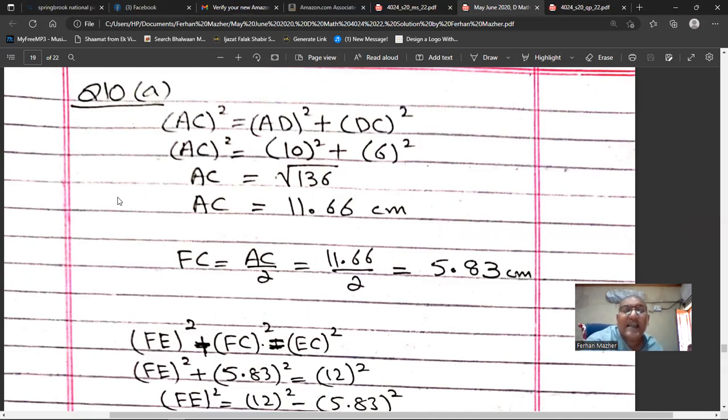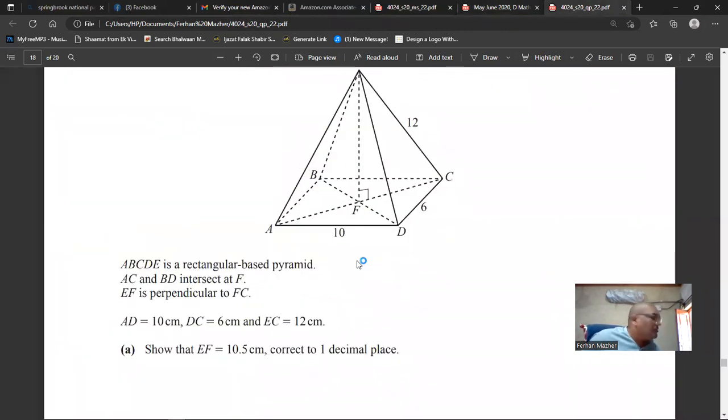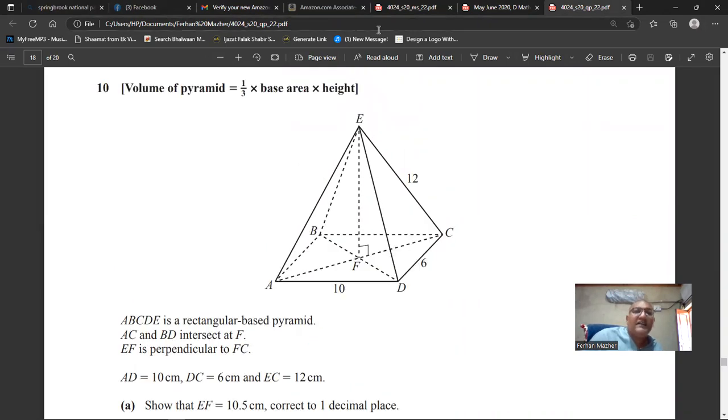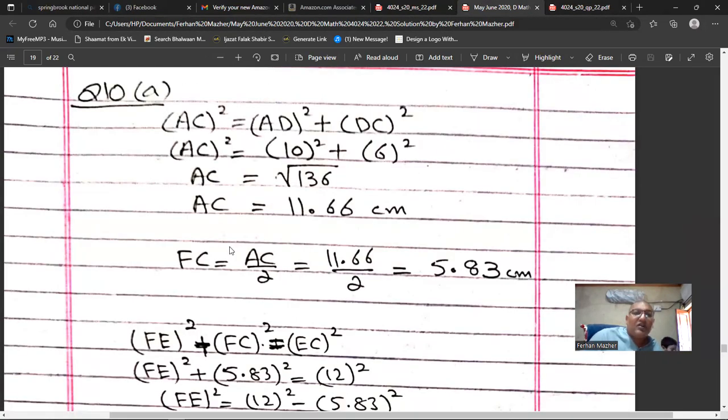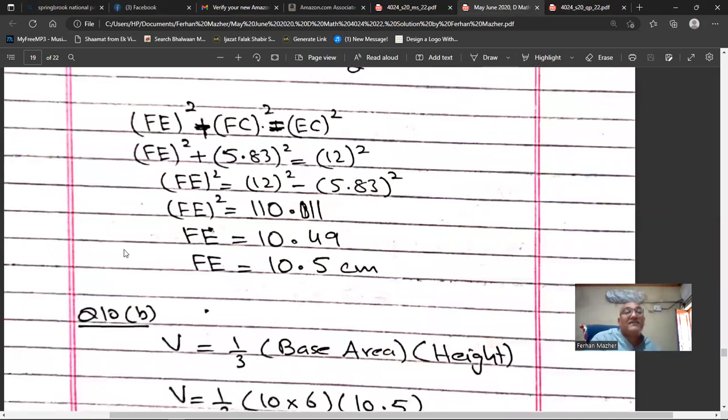So AC will be 11.66 centimeter. FC will be half of the AC, so that will be 11.66 divided by 2, and that will be 5.83. Once I know the FC value, then I will try to find out the value of the EF by applying the Pythagoras. So FE square plus FC square will be equals to EC square.